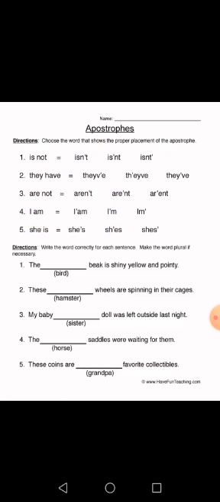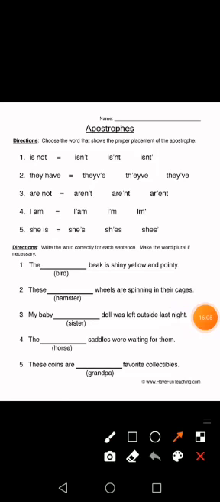Okay, student? Let's move to the next exercise. Here you have to write the word correctly for each sentence. Make the word plural if necessary. The bird beak is shiny yellow and pointy. Okay, the bird's beak, ownership for the bird. So here you have to use the apostrophe.